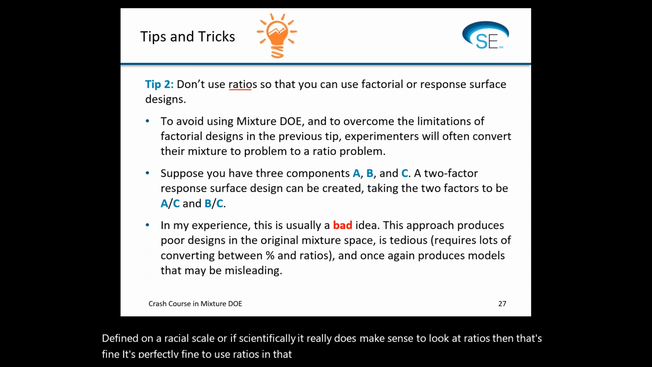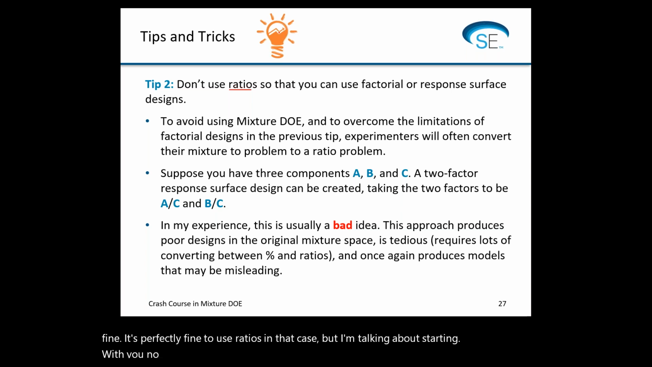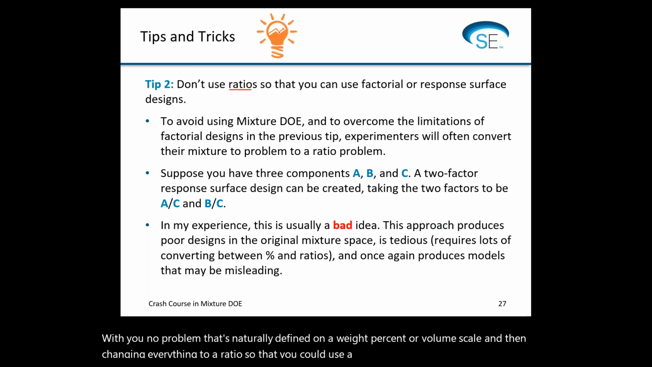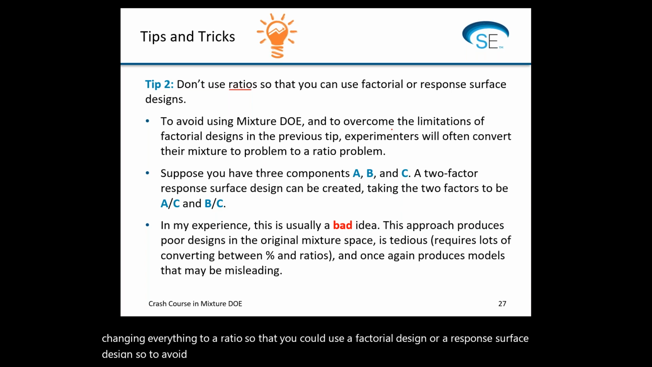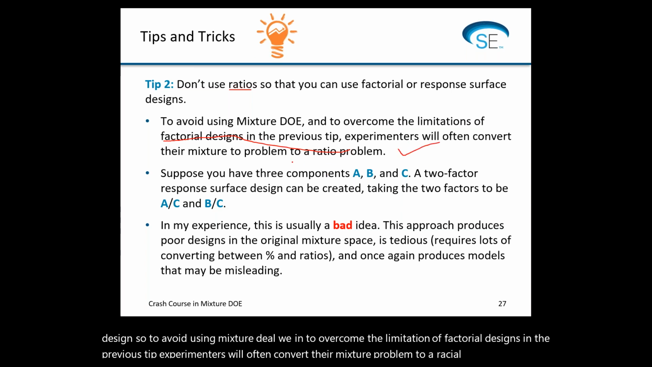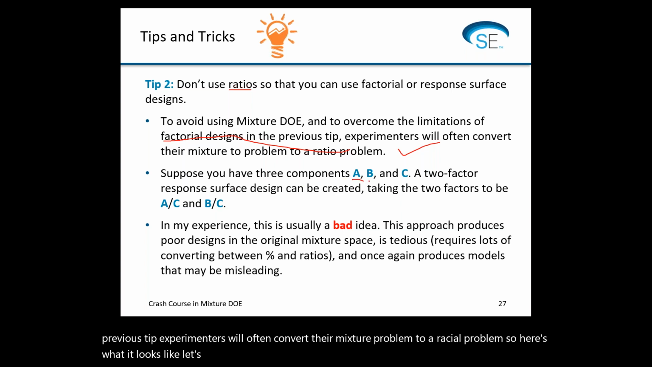But I'm talking about starting with a problem that's naturally defined on a weight percent or volume scale, and then changing everything to a ratio so that you could use a factorial design or a response surface design. To avoid using mixture DOE and to overcome the limitation of factorial designs in the previous tip, experimenters will often convert their mixture problem to a ratio problem. So here's what it looks like. Let's say you had 3 components, A, B, and C.